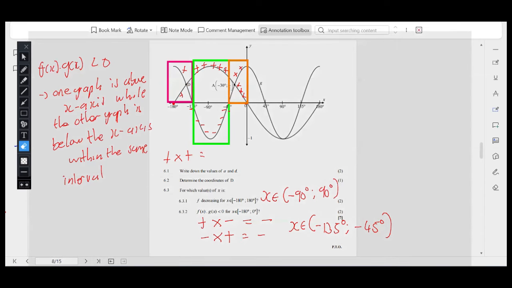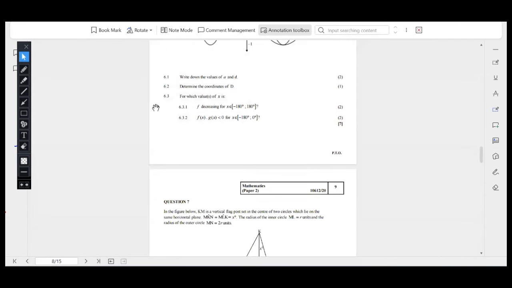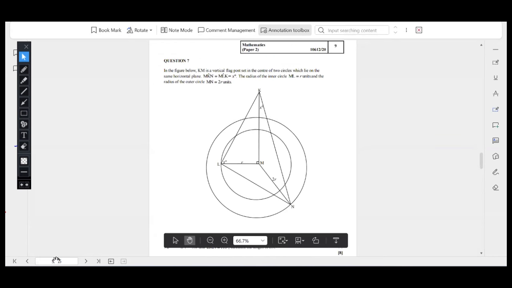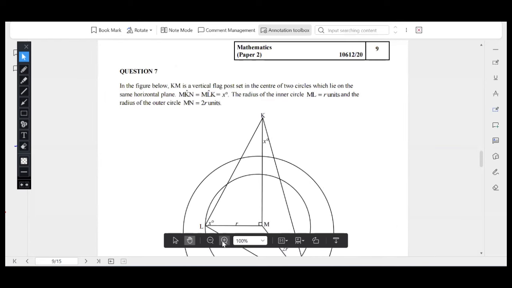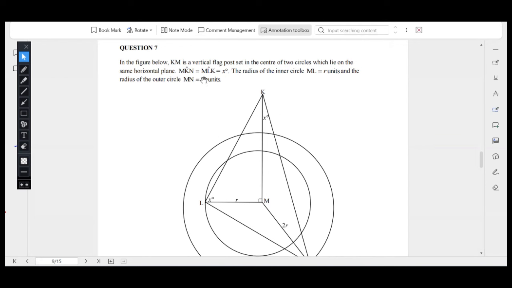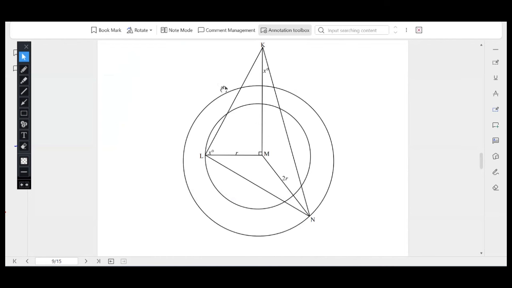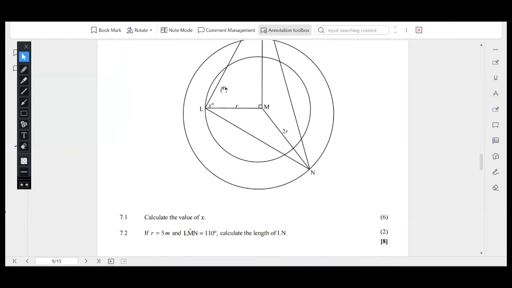Okay, so now let's proceed to question 7. Question 7 is our 3D trigonometry. We are given the figure below. KM is a vertical flag post set in the center of two circles, which lie on the same horizontal line. MKN is equal to MLK, and they're both equal to X degrees. The radius of the inner circle ML is R units, and the radius of the outer circle MN is 2R units. Calculate the value of X.